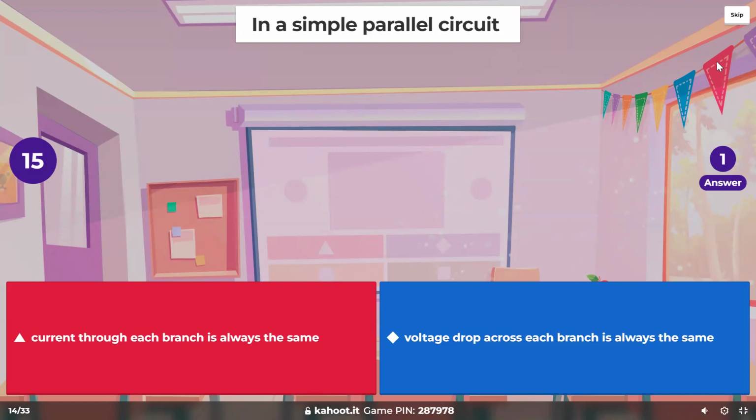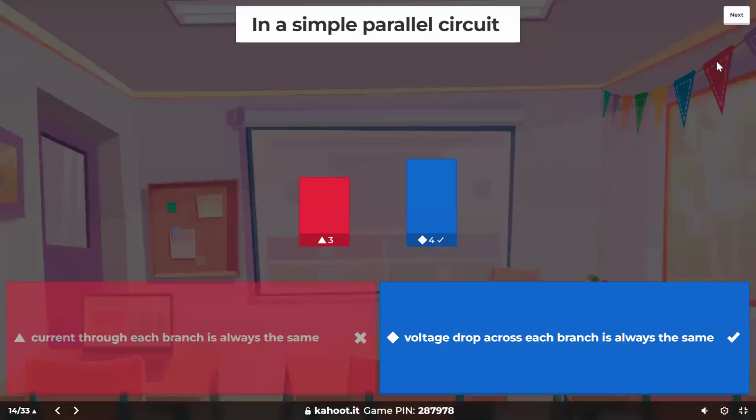Is it current through each branch is always the same, or voltage drop across each branch is always the same? Which one is it for parallel? Yeah, it's voltage drop that is the same, right? Even if the resistors are different.